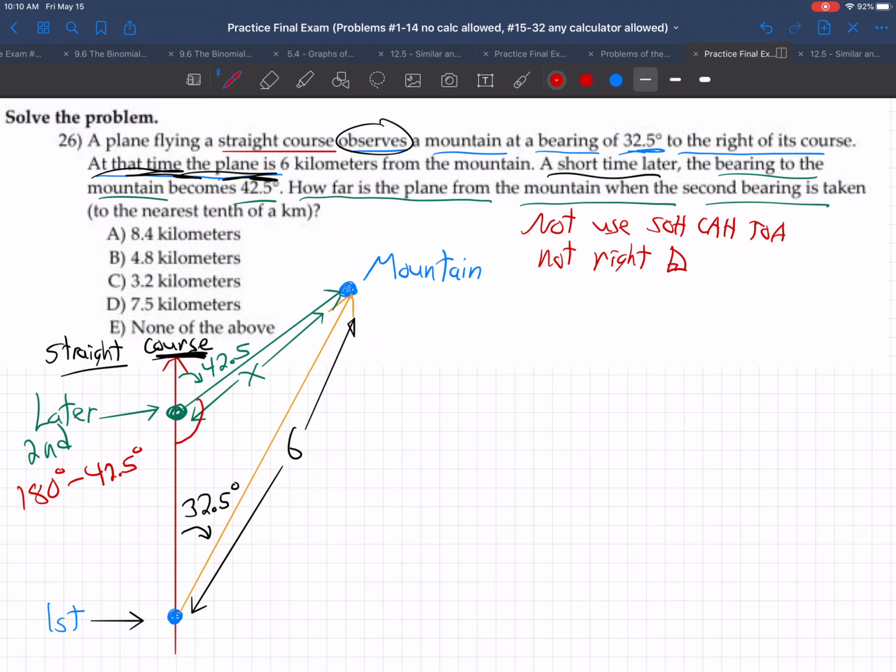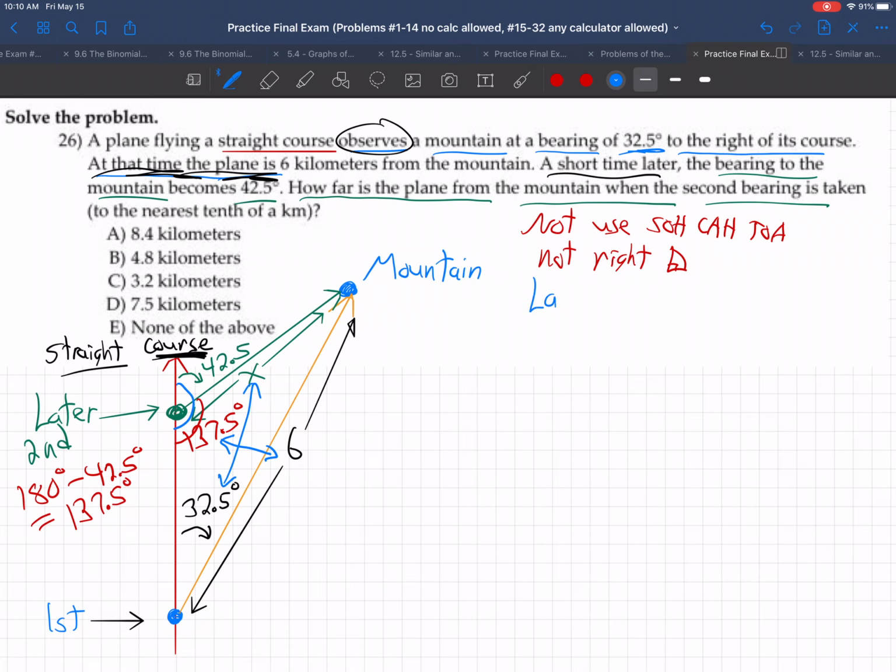So use your calculator, 180 minus 42.5, 137.5. So this must be 137.5 degrees, right? Because together they make 180, don't they? They make a half a turn. So we got that angle, 137.5. Notice that that angle is straight across from the 6 in this little triangle here, and the 32.5 is straight across from the x.